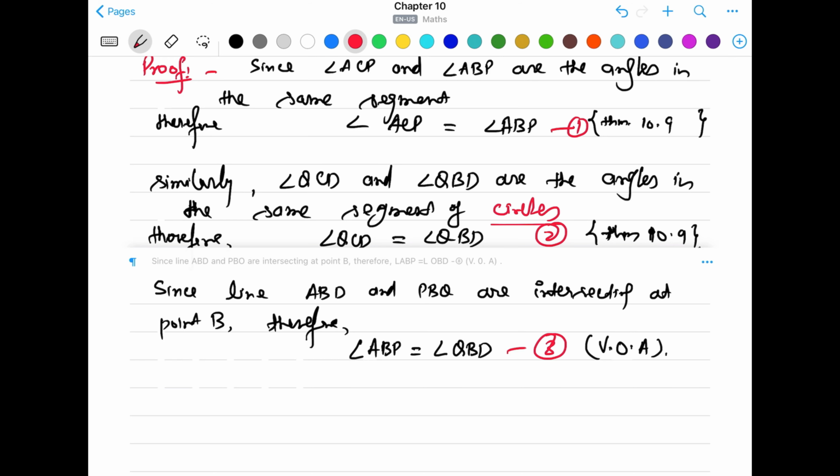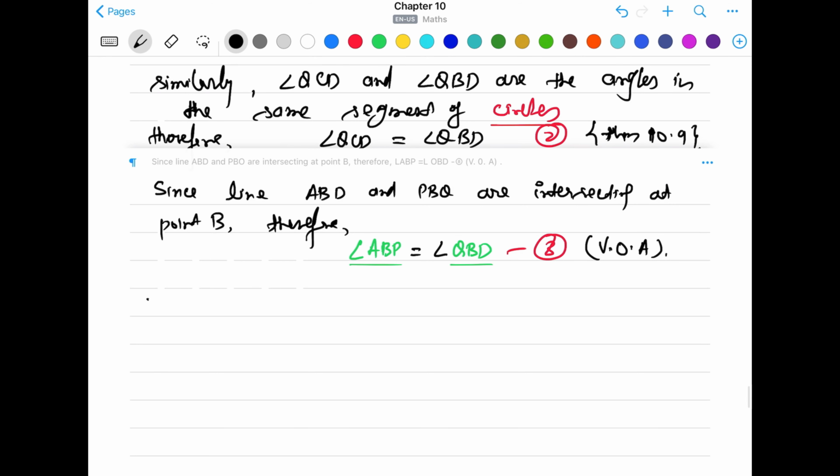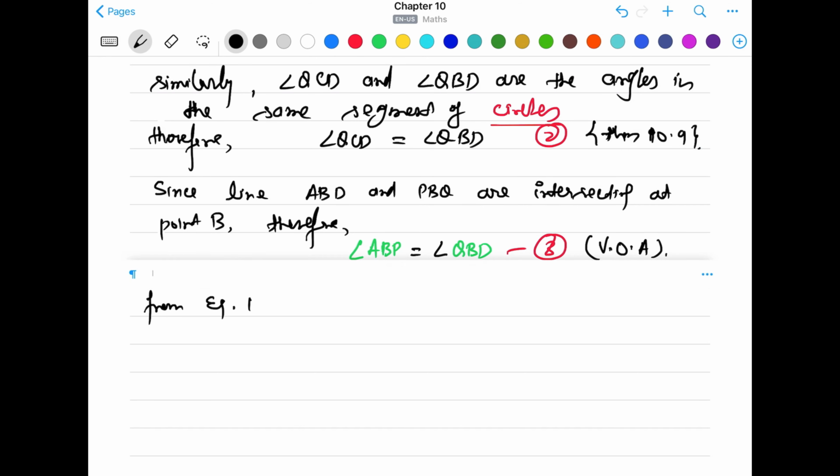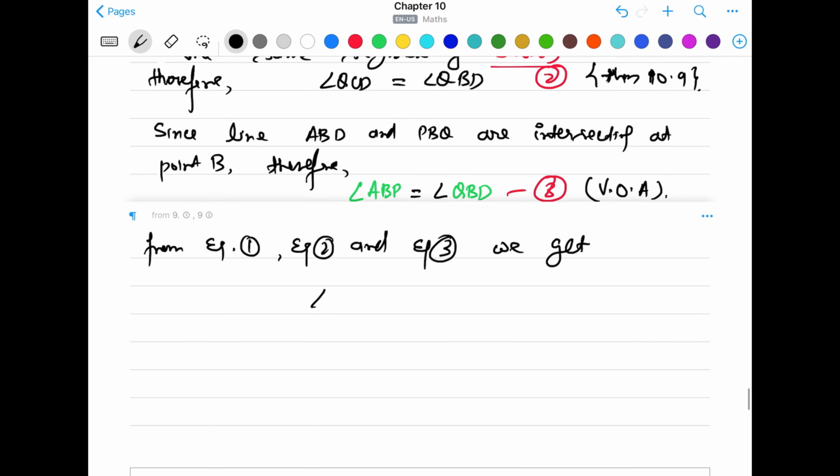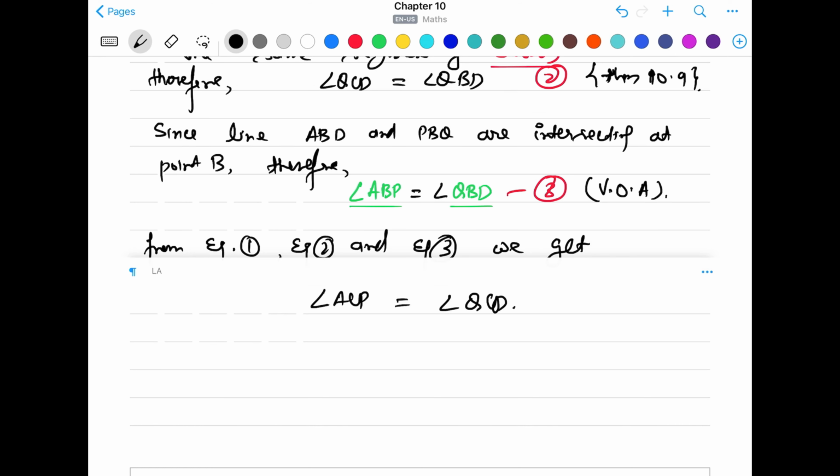Let's name it equation number 3. Now by comparing all three equations, you can see that ACP is equal to ABP, and ABP is equal to QBD, and this QBD is equal to QCD. That means all these angles are equal to one another. So we can write, from equation 1, equation 2 and equation 3, we get that angle ACP is equal to angle QCD. And this is what we were asked to prove here.